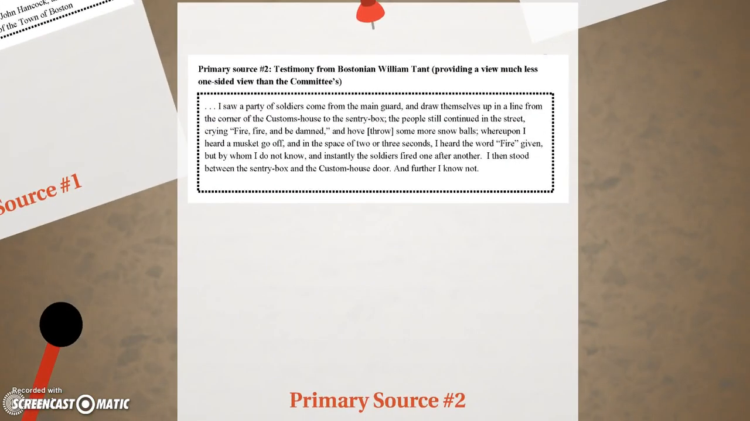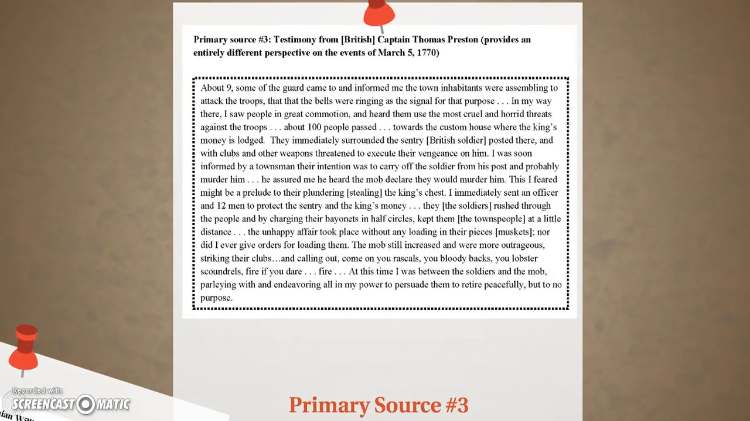Okay, so it's time to kind of start breaking out into our groups, but before we do that, I just want to show you guys real quickly what I mean when I'm talking about primary source documents. These are just 3 samples of some of the groups. This is actually going to be what you guys get. So the first one is a report of the committee of the town of Boston. This is from the Patriot standpoint. Second group might have testimony from Bostonian William Tant, providing a view much less one-sided than the committee. So this is a colonist view of what happened, but not as biased. And then another group will get testimony from British Captain Thomas Preston. So this is a British point of view, and it's going to be very different than the other 2 that we just looked at. So again, there's 7 different small groups, and you guys are going to break out now.